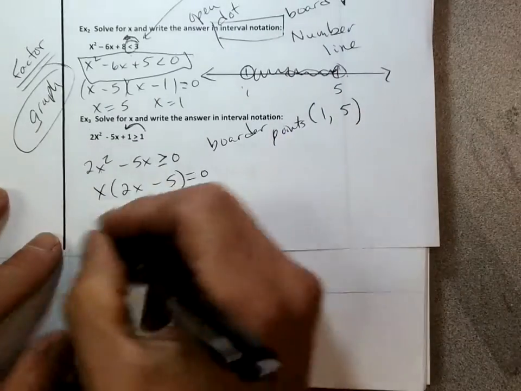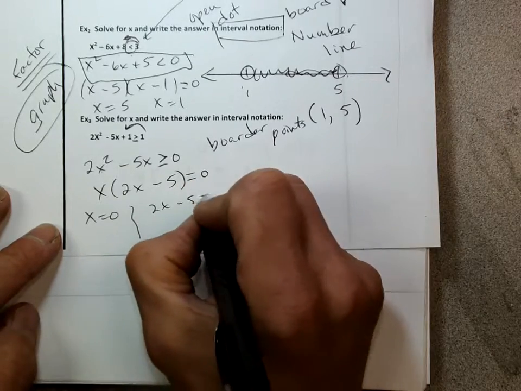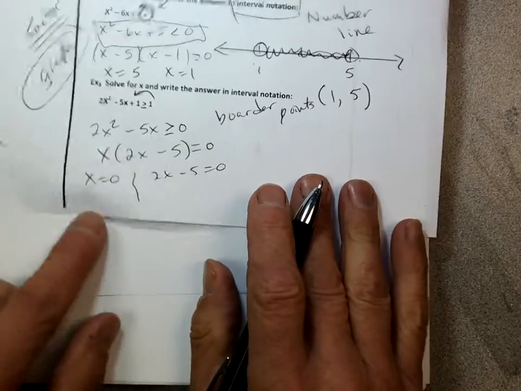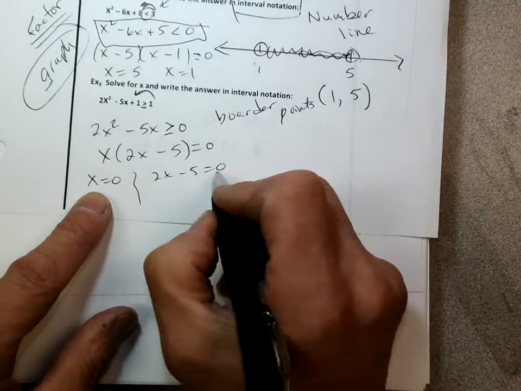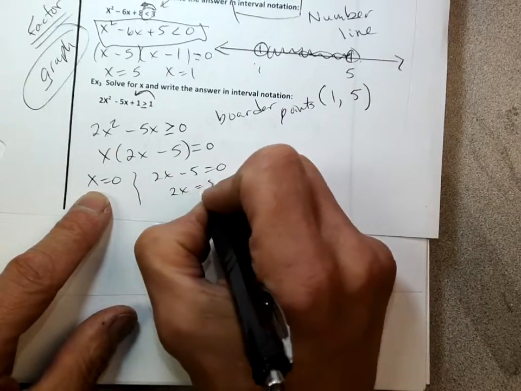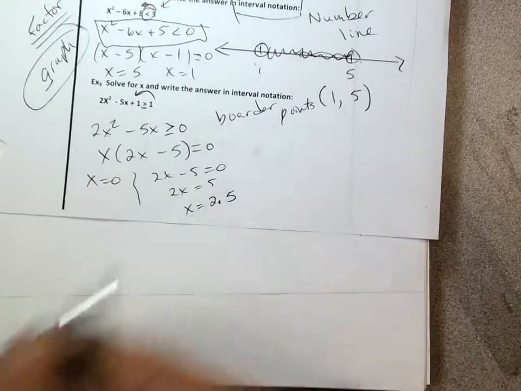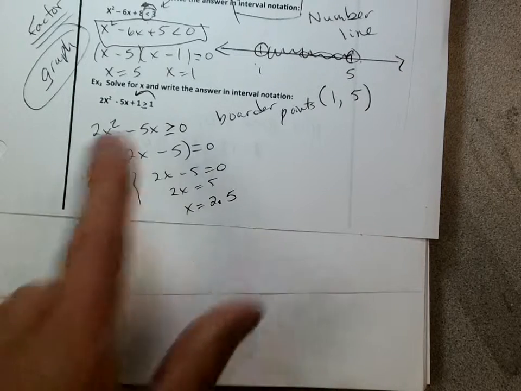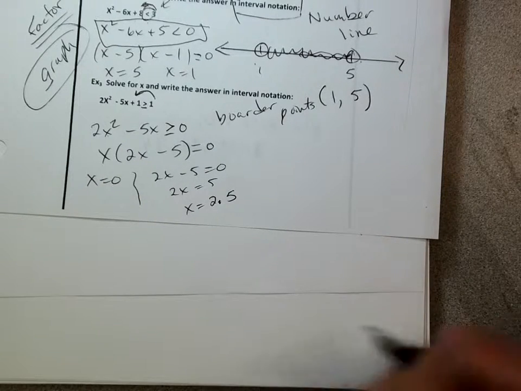That's easy. I would have an x equals 0 and a 2x minus 5 equals 0, right? That one's already solved for. So one border point is at 0. Plus 5, divide by 2, I get a 2.5, right? So again, there's no y variable, right? So it's a number line. There's no y variable, so it's going to be a number line.